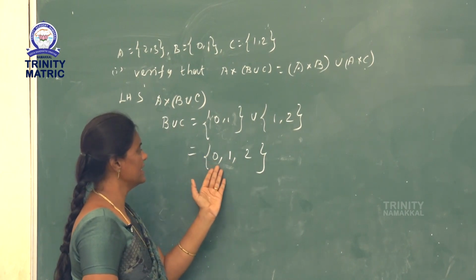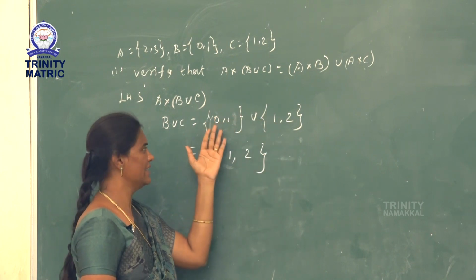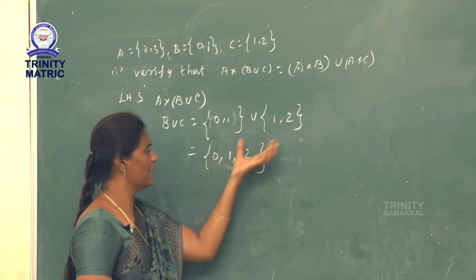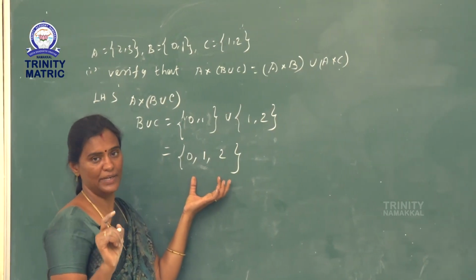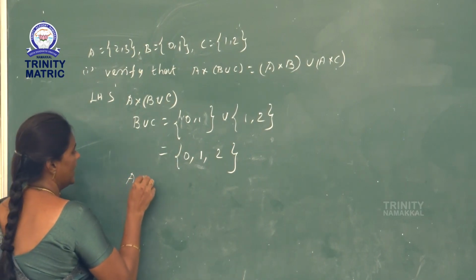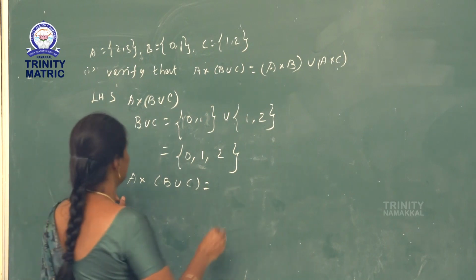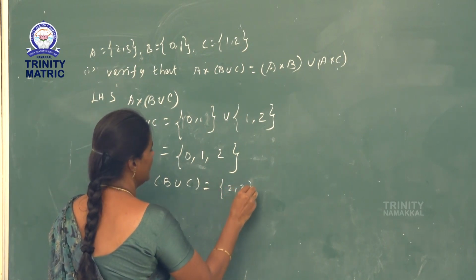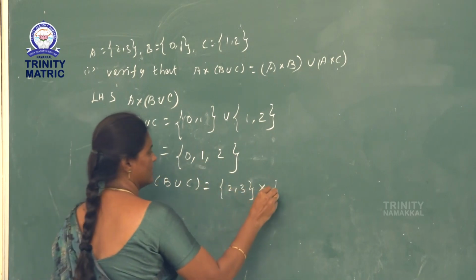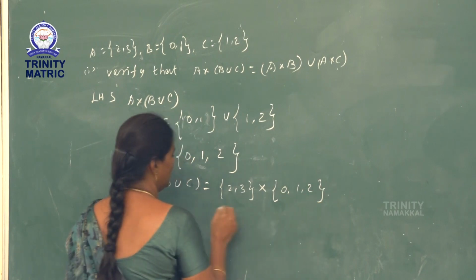So B union C is the elements in B, the elements in C, either in B or in C or in both. We combine all the elements, and elements should not repeat. This is B union C. Then A cross B union C. What is the set A? 2, 3 cross B union C, we have to find this. What is this? Already we found 0, 1, 2.